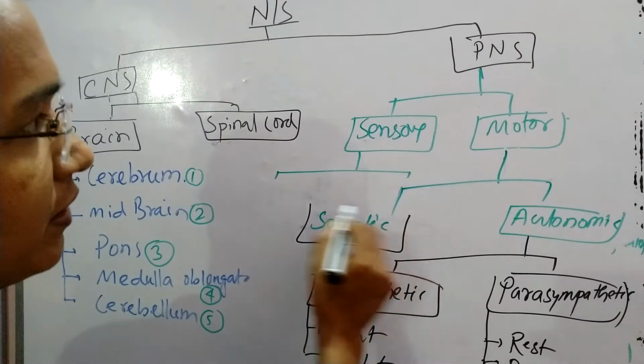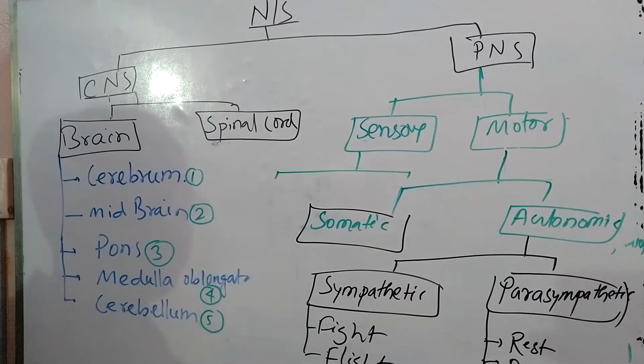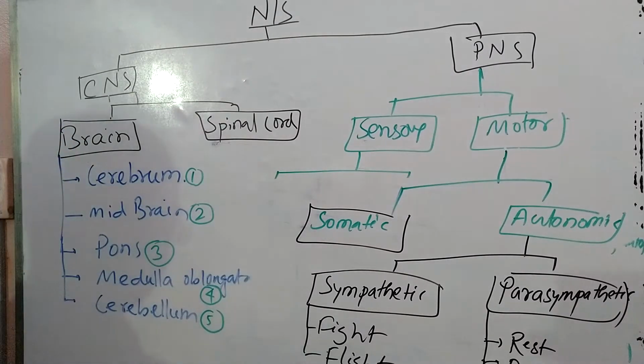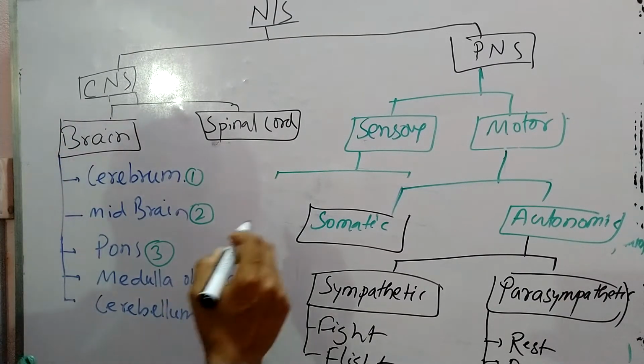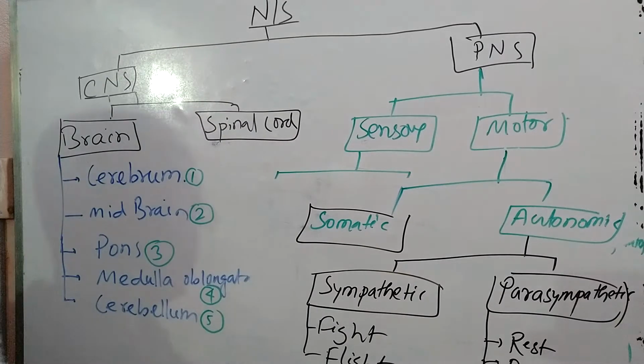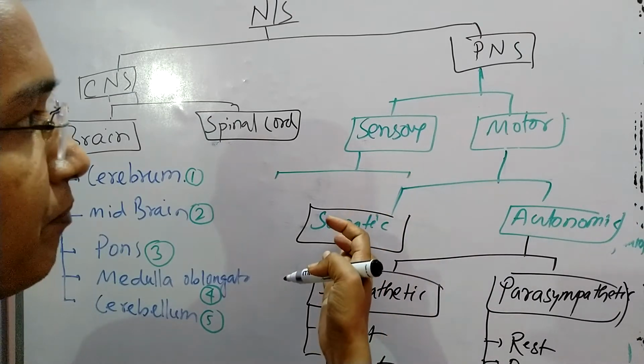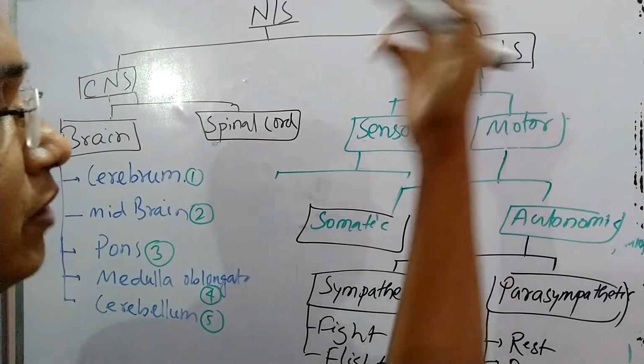Now, the somatic motor part of the peripheral nervous system. The movement of your locomotor system, like I am writing here and I am speaking here. This is the function of the somatic part of motor system of peripheral nervous system.